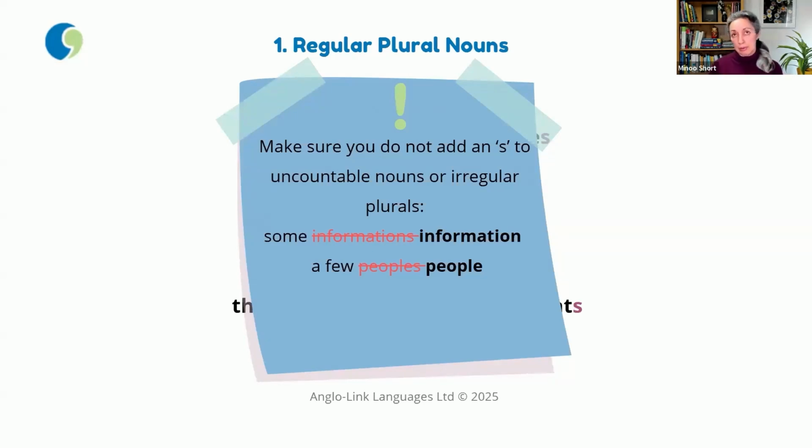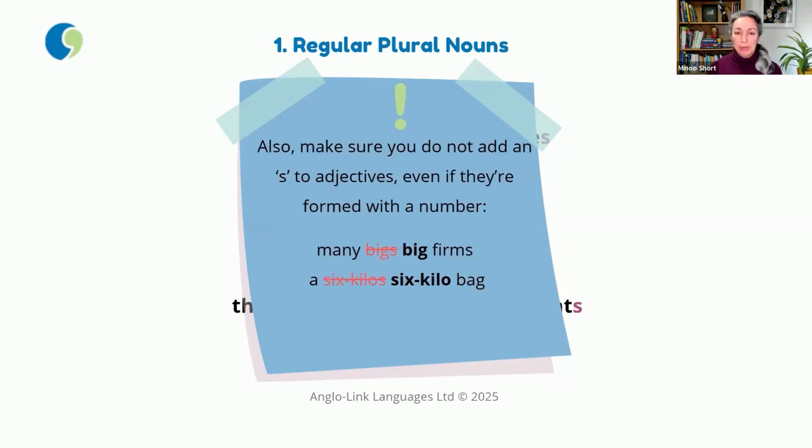Also, there are some plural nouns that are irregular. They have not been made with an S. For example, people. People is the plural of person. One person, several people. Again, you have to be careful not to add another S and make it double plural. So don't say peoples, like a few peoples. It's a few people.